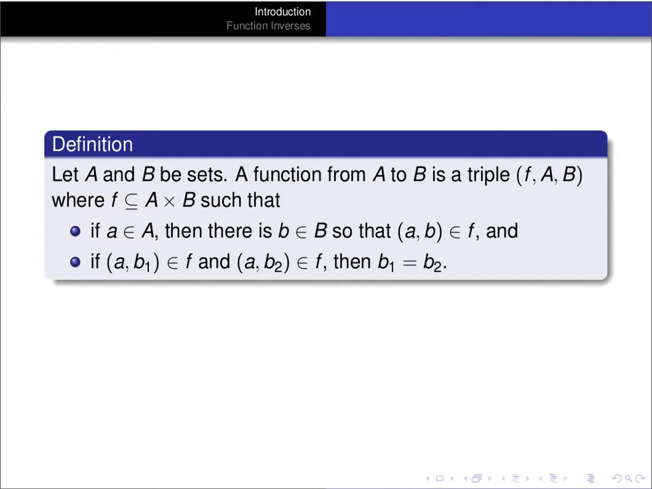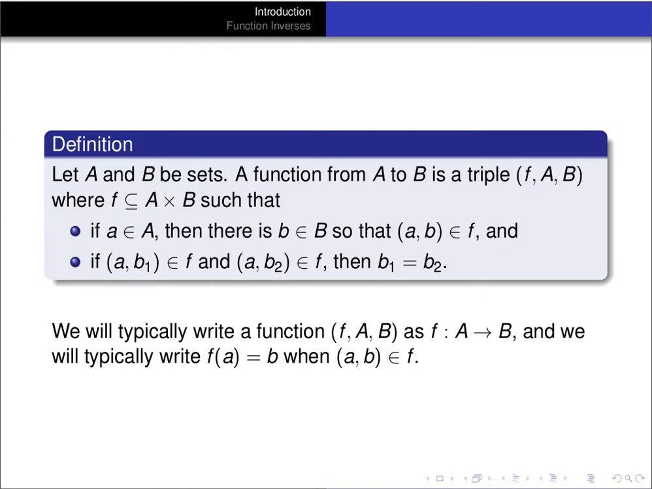And secondly, it passes the vertical line test: if there are potentially two outputs, so (a, b1) is in f and (a, b2) is in f, so potentially two outputs for a, then actually they're identical outputs, b1 is equal to b2. So this is our formal definition of a function.